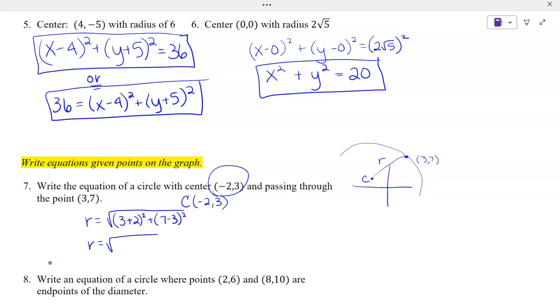So 3 plus 2 squared gives us 5 squared, which is 25. And then we have 4 squared, which is 16. So the radius is going to be the square root of 41.